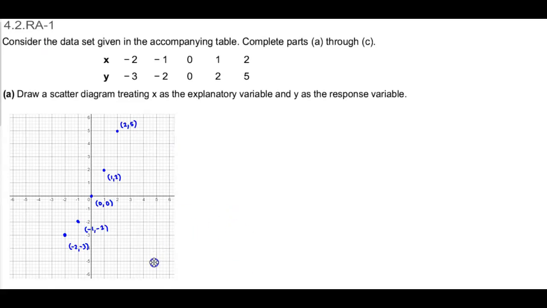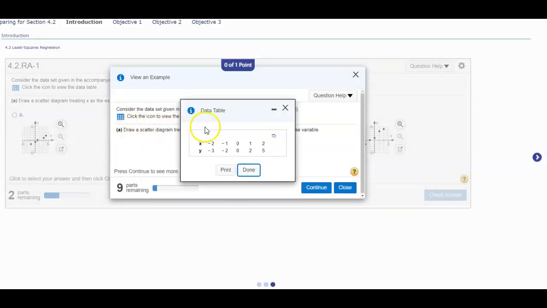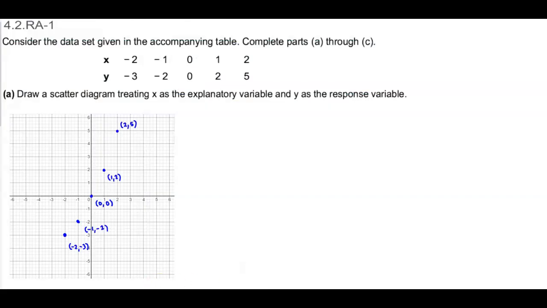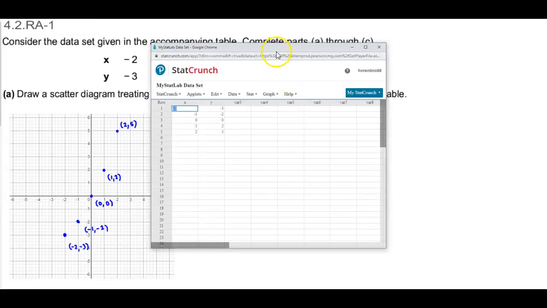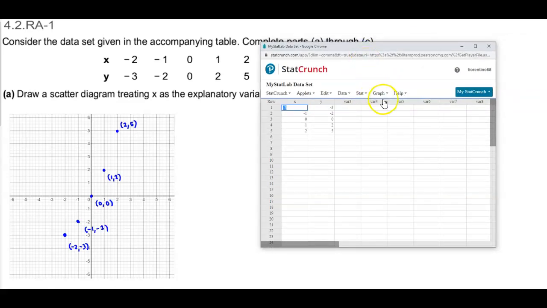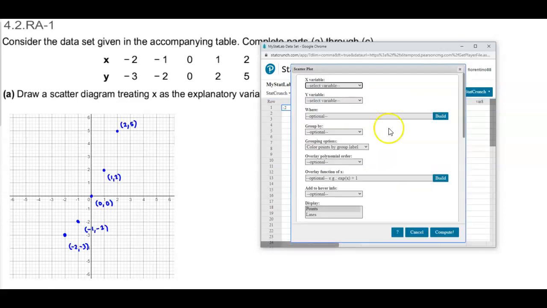Now, how would we do this on StatCrunch? On StatCrunch, we're going to click on the data set and then open it up in StatCrunch. Okay, so here's our data set. We have x being the explanatory variable and y being the response variable. We select Graph, and then Scatter Plot. We make sure that the x variable is the variable for x, and the y variable is the variable for y.